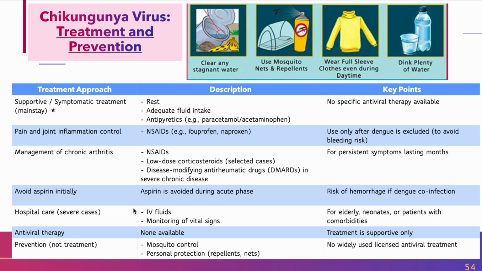Hospital care uses IV fluids and monitoring of vital signs, as you know that chikungunya can go to many organs. For antiviral therapy, there is no such thing available. For prevention, it is mosquito control and personal protection.